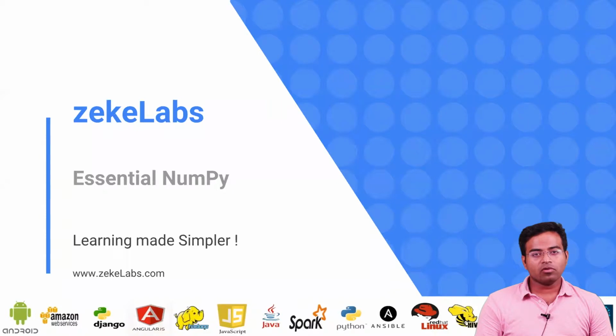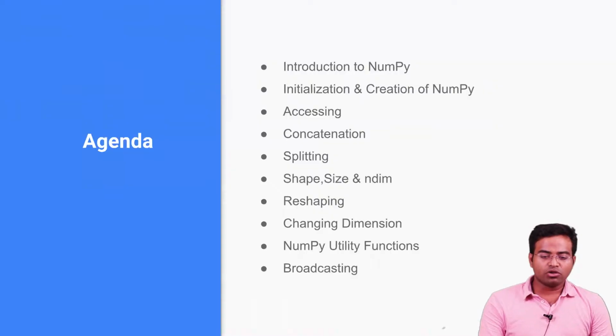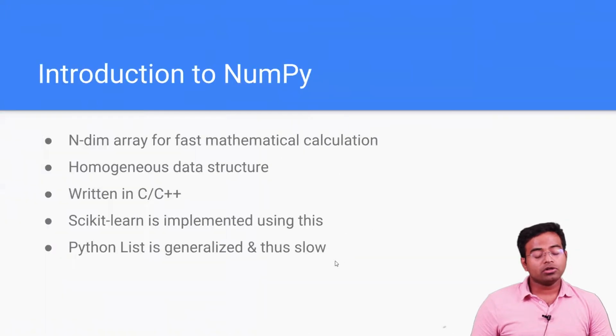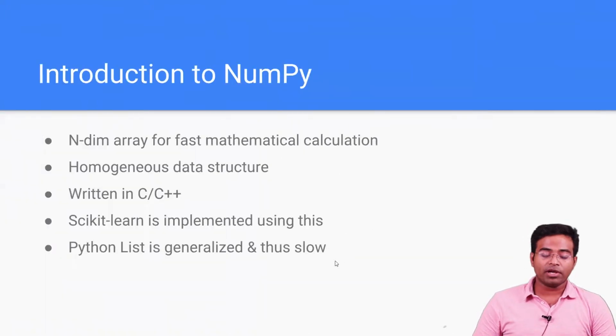We'll be learning about NumPy here, and this is the essential NumPy that is required for you to learn machine learning. Throughout this essential NumPy content, we'll learn about what is NumPy, initialization and creation of NumPy, accessing, concatenation, splitting, shape, size and ndim, reshaping, changing dimensions, NumPy utility functions and broadcasting. So first, let's start with the introduction of NumPy.